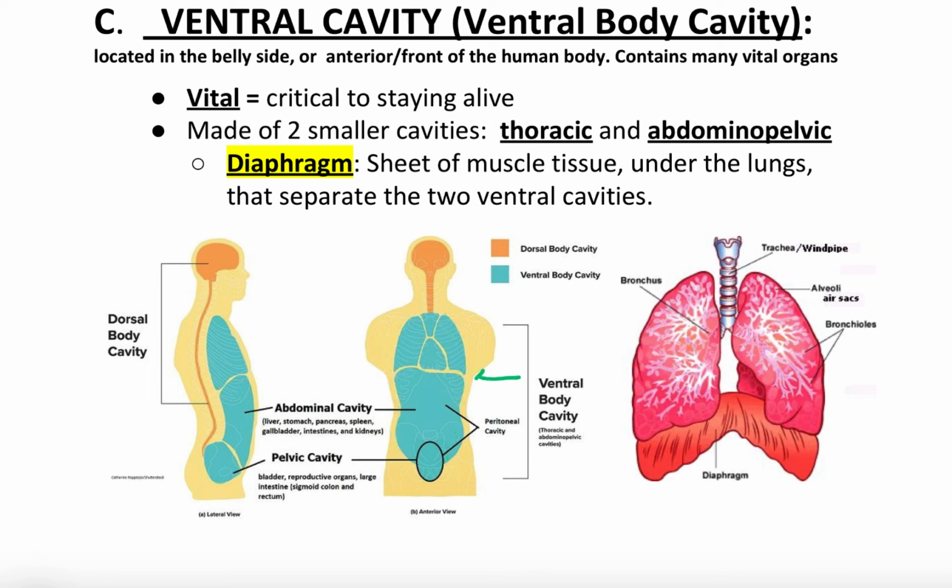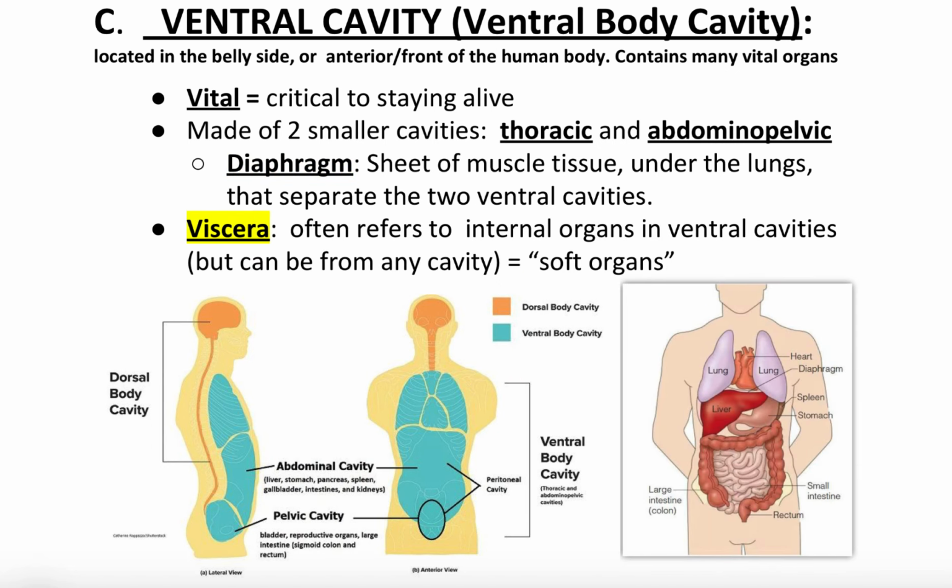So you can kind of see this white line. That's actually a sheet of muscle that sits right underneath your lungs, and it plays a really important role in helping your lungs to breathe. But it's sitting right underneath your lungs, and this is what separates the top part, called the thoracic cavity, and the bottom section, which is called the abdominopelvic cavity, the abdomen and the pelvic region, abdominopelvic.